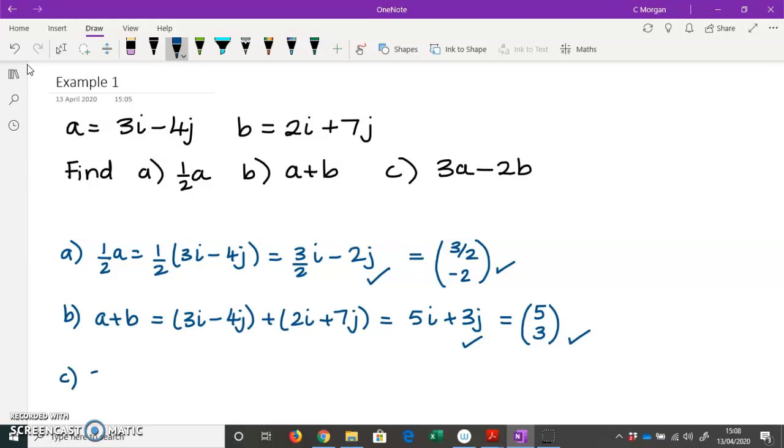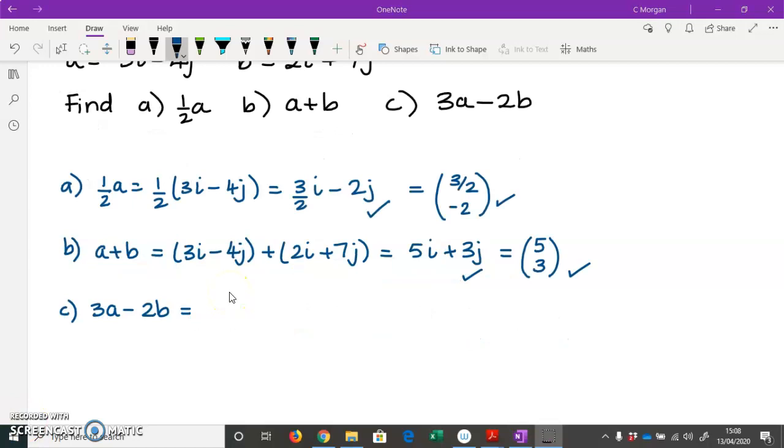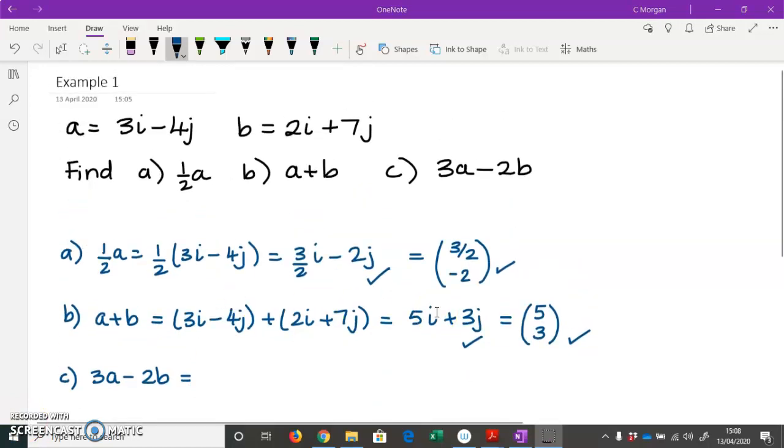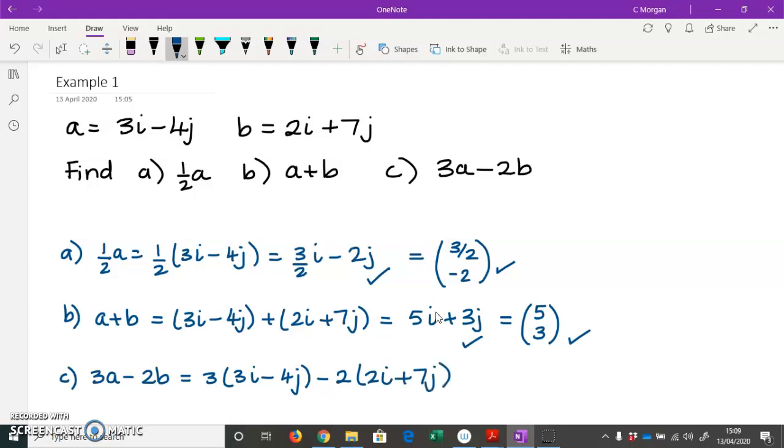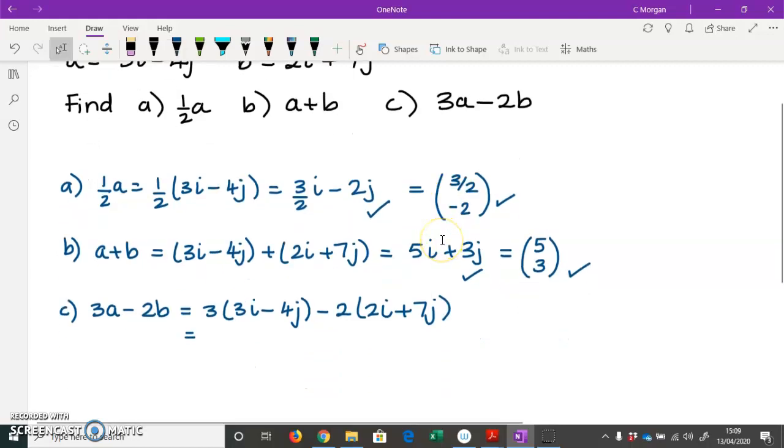Part C, I've got 3 lots of a, subtract 2 lots of b. I just want to be able to see what my vectors are there. Okay, so I've got 3 lots of a, 3i minus 4j, subtract 2 lots of b, and of course I've got my scalars here. I'm multiplying a by 3, so both the i and the j components get multiplied by 3. And if I'm subtracting 2b, both the i and the j components get multiplied by 2 before I do the subtraction. Keeping my brackets in there because that's really important. I don't want to go wrong.